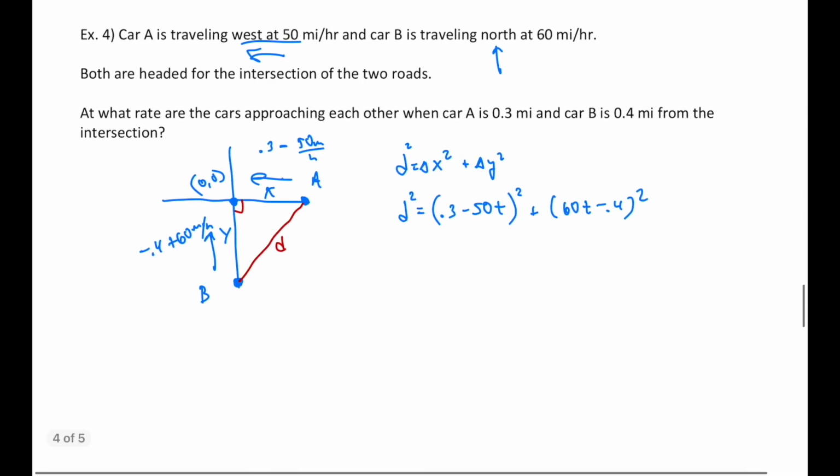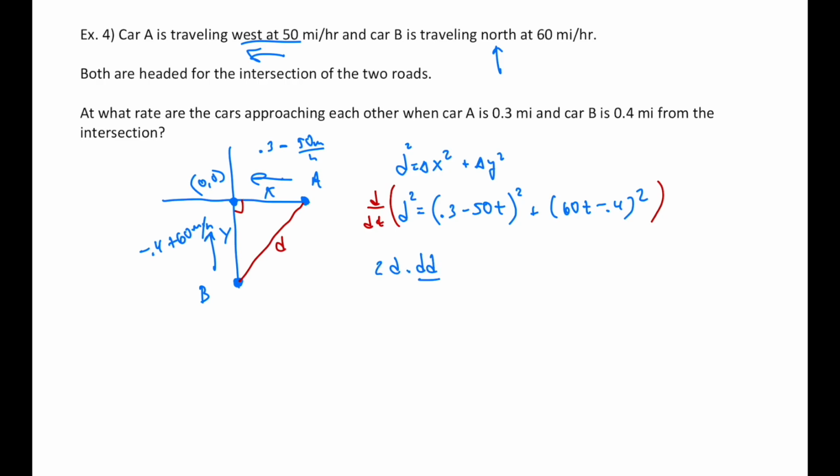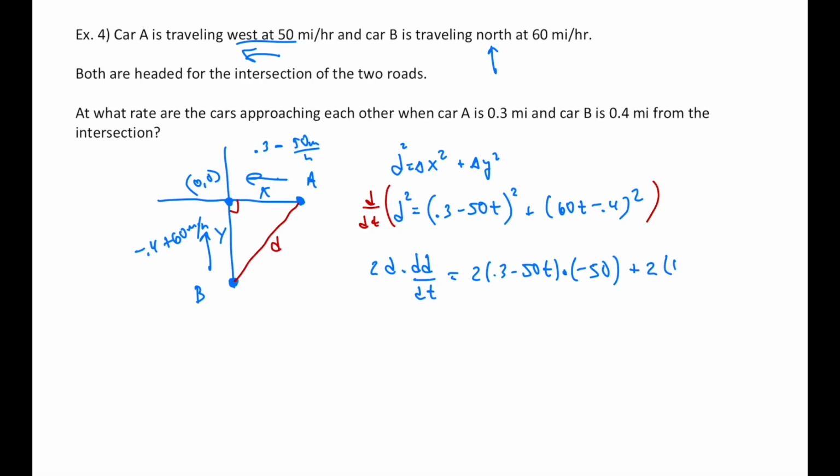So I could multiply all that out, but I'm just going to end up using the chain rule. So I'm going to take the derivative of this with respect to t. That's going to give us 2d times dd/dt, equals 2(0.3 minus 50t) multiplied by negative 50, because the derivative of negative 50t is negative 50. I do not have dt/dt; that would just be 1. Plus, we've got 2(60t minus 0.4) multiplied by 60.